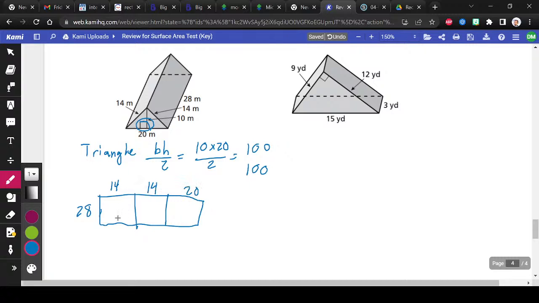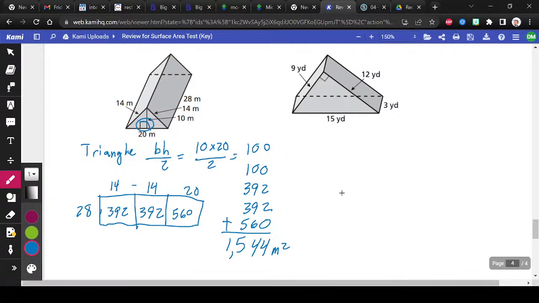So 28 times 14 gives us 392. That's 392 as well. And then 28 times 20 gives us 560. So we go 100 plus 100 plus 392 plus 392 plus 560. And I get 1,544 meters squared.